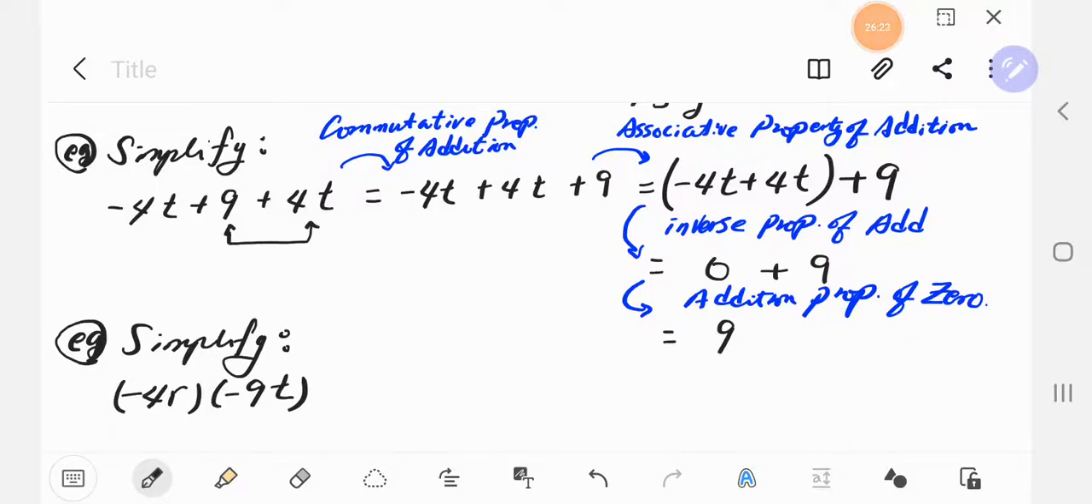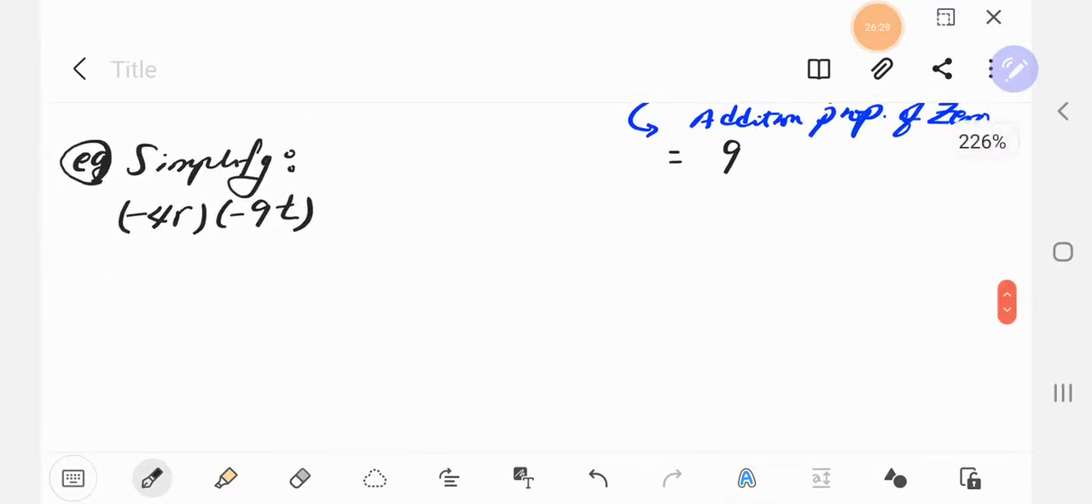Okay, then let's simplify the next expression. Negative 4r times negative 9t. This is all a product. One parenthesis contains a product, and the second parenthesis contains a product. So the result is a product, so we can write it like this: negative 4, times r, times negative 9, times t, right?